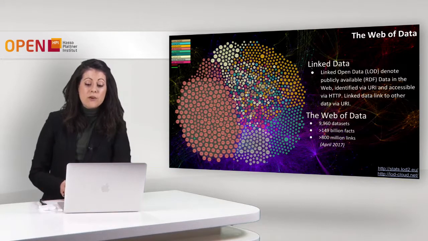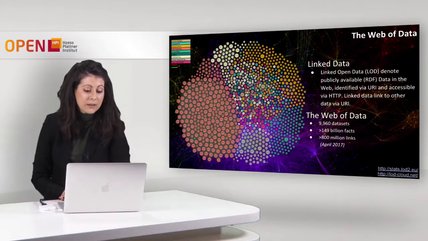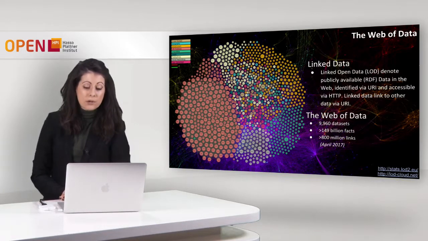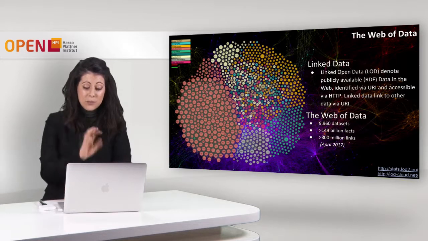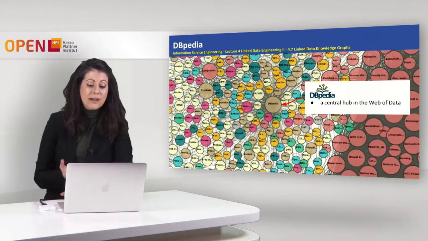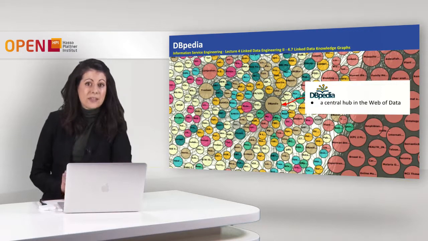So currently we have almost 10,000 datasets in the web of data, and some of them you can see here in the linked open data cloud. Those datasets contain more than 149 billion facts and more than 800 million links to each other. And let us zoom in a bit in this linked open data cloud. If we zoom in, we find DBpedia. DBpedia is a central hub in the web of data.